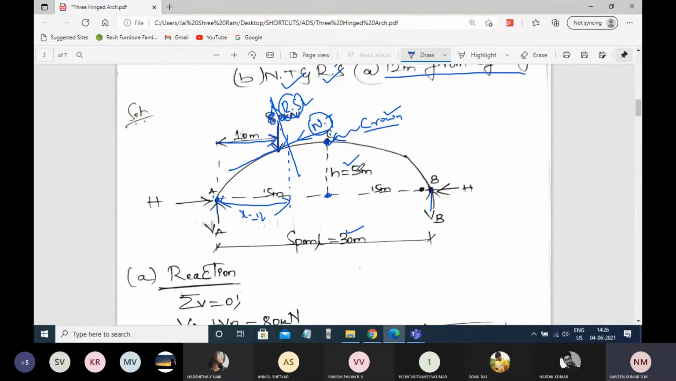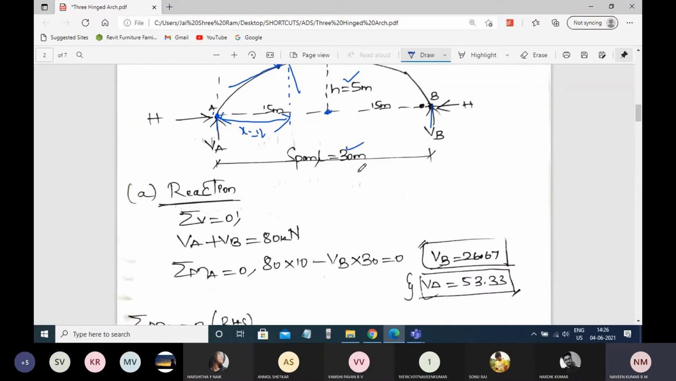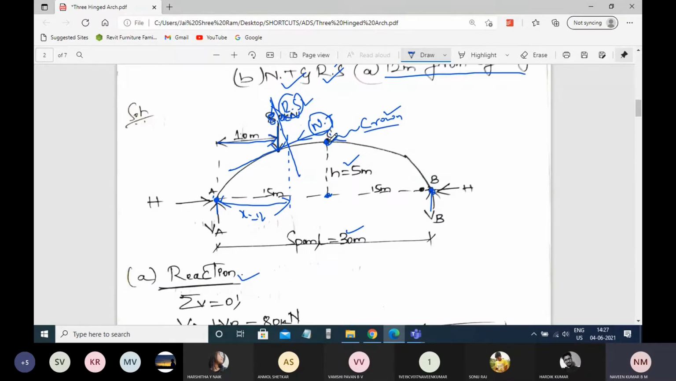So in order to find this, we have to find the reactions, right? What are the steps that we need to follow, we'll discuss thoroughly later, and then we'll go for this particular problem statement. So here we have two supports, that is 2 hinges, and at this point you have one more hinge.